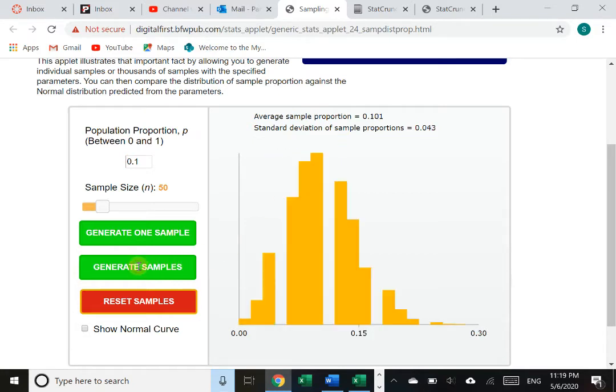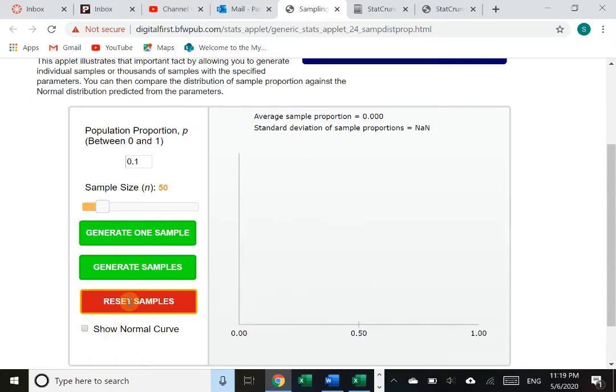And then you generate another sample. Oops, sorry. Let me reset. I spoiled it for you. And there you go. So I can repeat this, right? Generate samples. And this is how we derive the sampling distribution. You take repeated samples of the same size over and over and over. So far, based on however many times I've done this, look up here: the average proportion, that's like mu p hat, 0.103, very close to the population. And the standard deviation is 0.037.